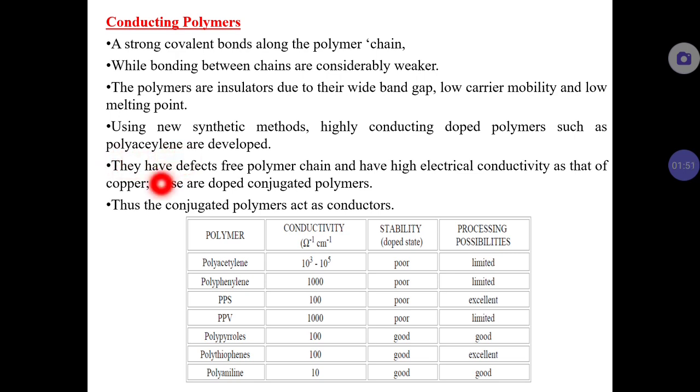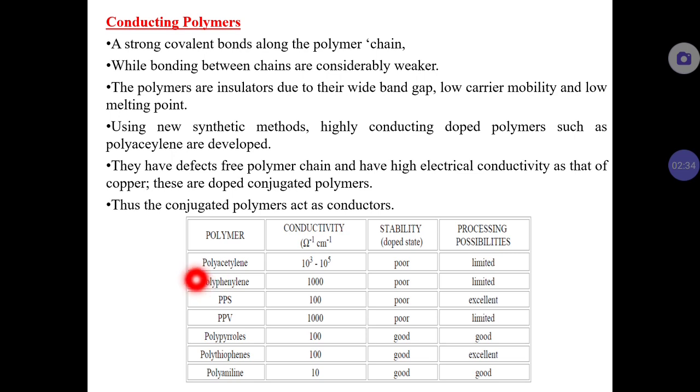They have defect-free polymer chains and have high electrical conductivity, as high as that of copper. These are all called doped conjugated polymers. The below list indicates some of the doped conjugated polymers, their conductivity values, their stability in the doped state, and their processing possibilities. Because, as I told, not all polymers can have very good conductivity by doping. Only certain ones have very good conductivity, and the processing ability is also possible only with certain materials.